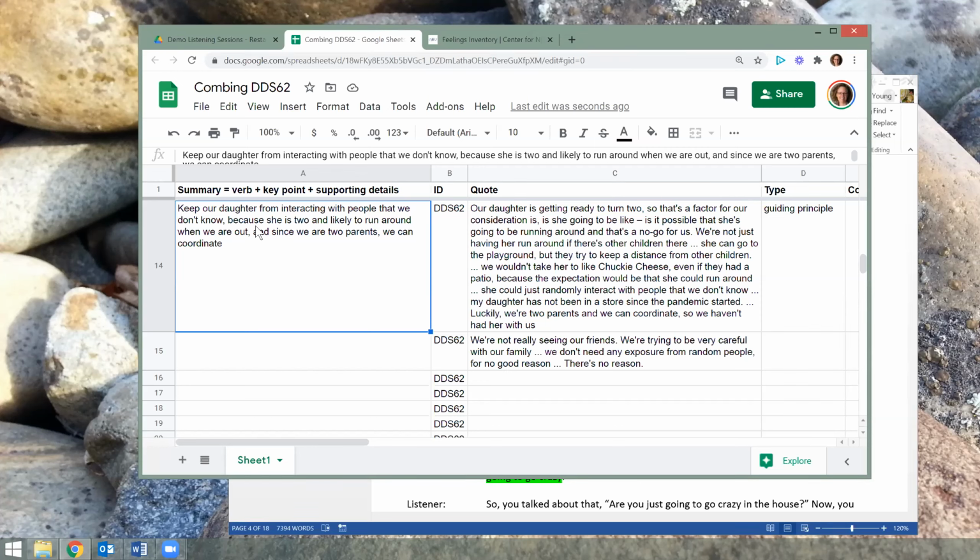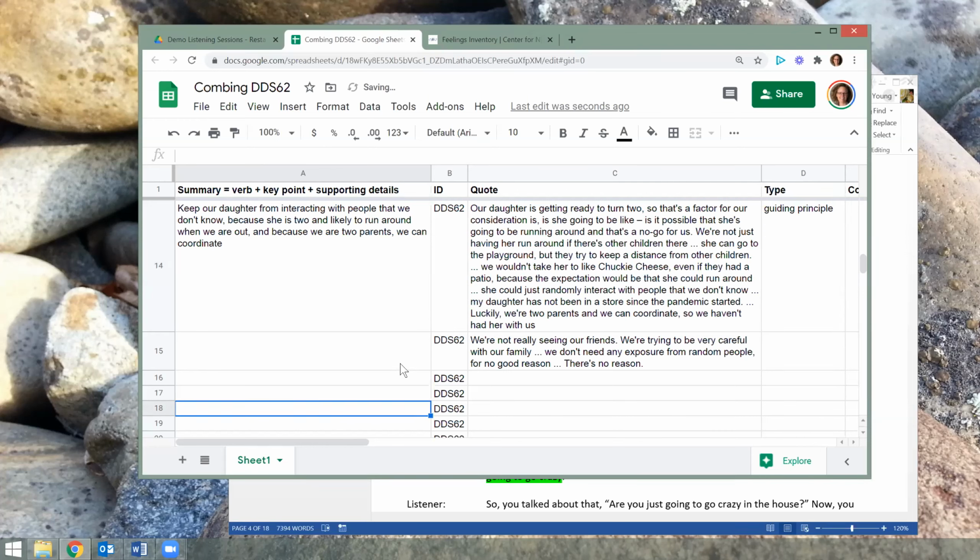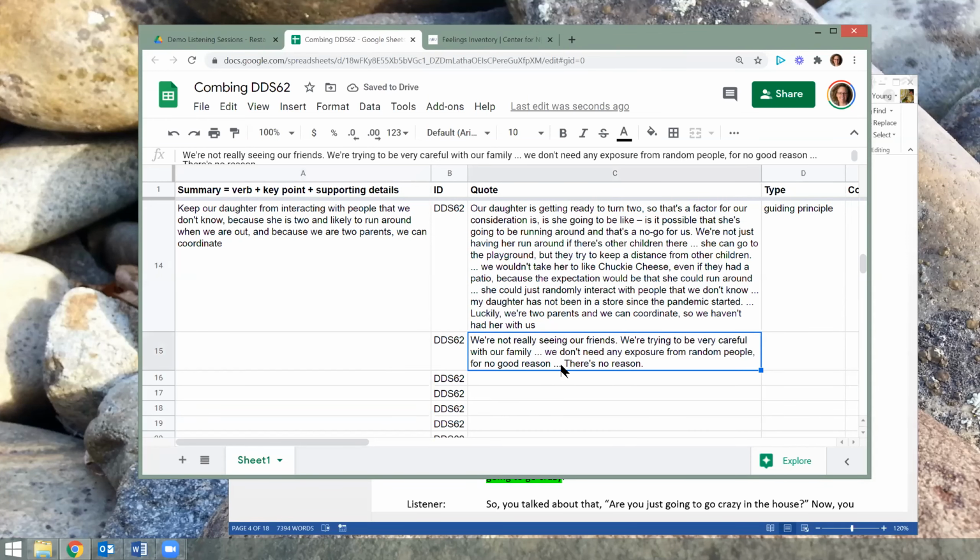That we don't know. Because we are 2 parents. Since is also another way of saying because. Because she's 2, and because I'll even change it, right? And because, so we've got keep our daughter because X and because Y. So that's good.